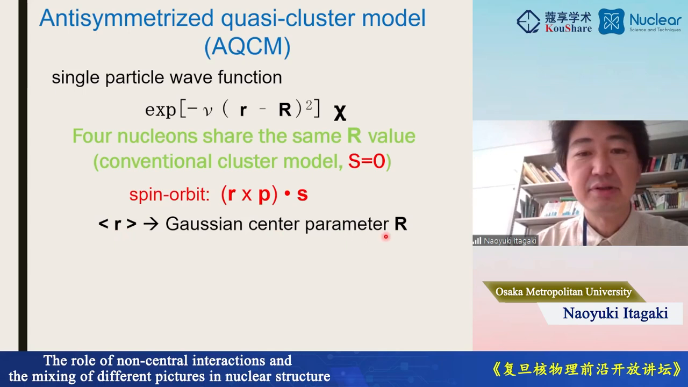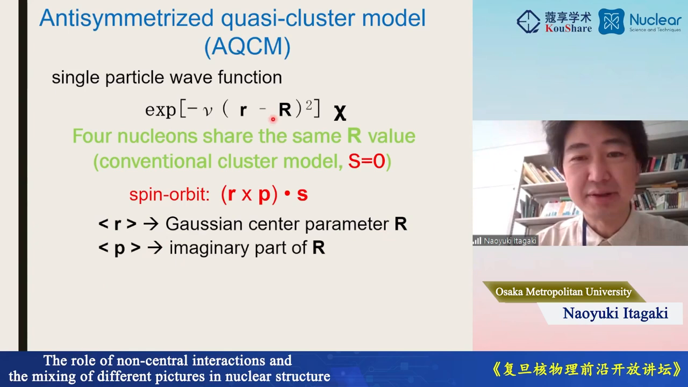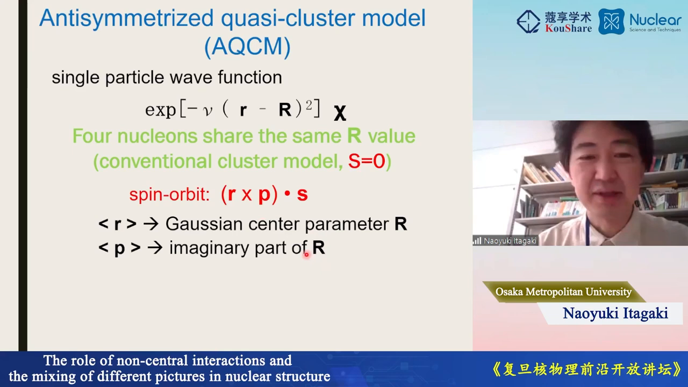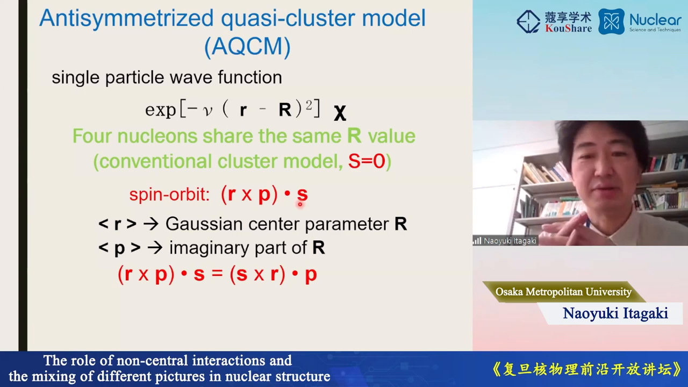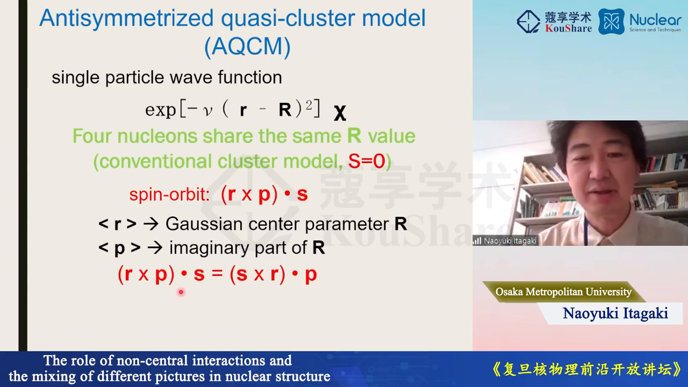So what is the expectation value of P? You can calculate it, and the expectation value of P is actually the imaginary part of R. So if it doesn't have the imaginary part, it's zero. But we would like to include this spin orbit effect, so we have to introduce the imaginary part. That's the message. And this spin orbit operator, R vector product with P, scalar product with S, is a scalar product of three vectors. For the scalar product of three vectors, we can change the order. So this is equivalent to the spin operator S, vector product with the position operator R, scalar product with the momentum P.